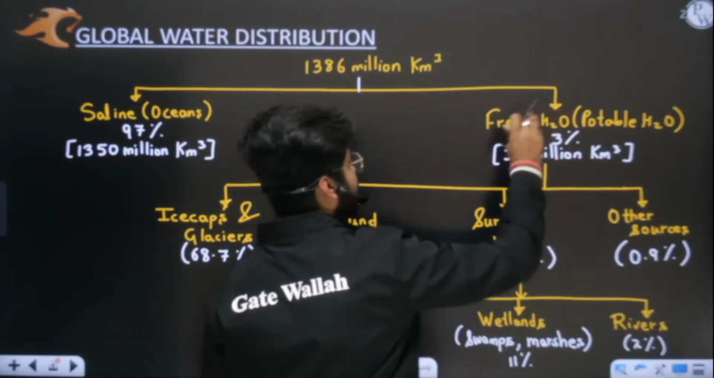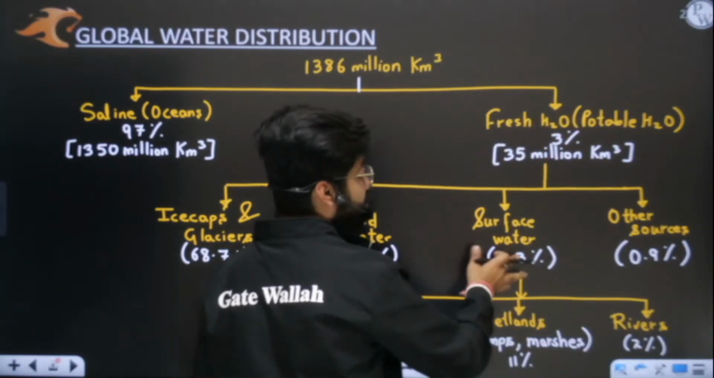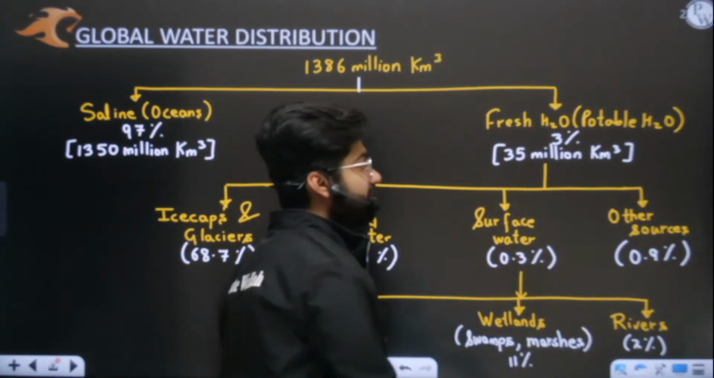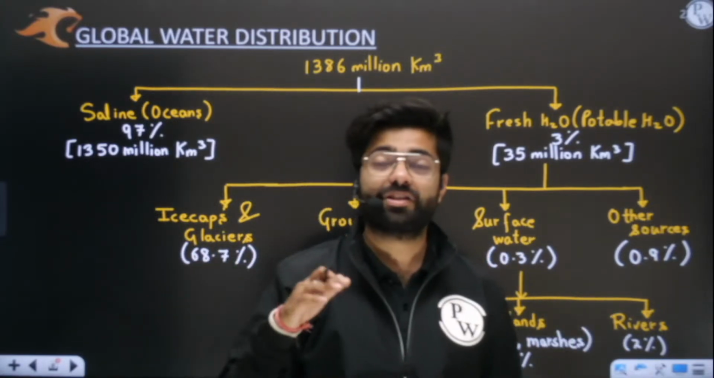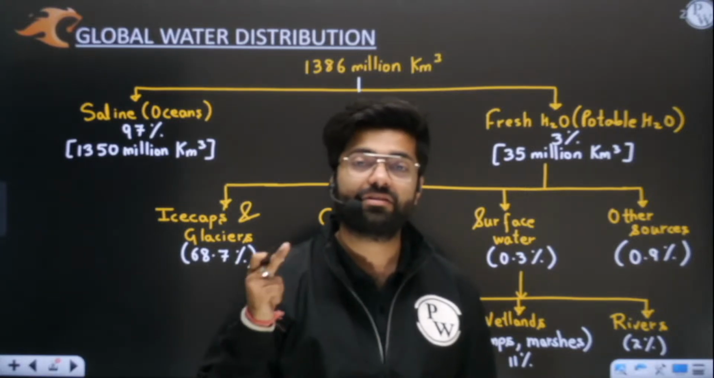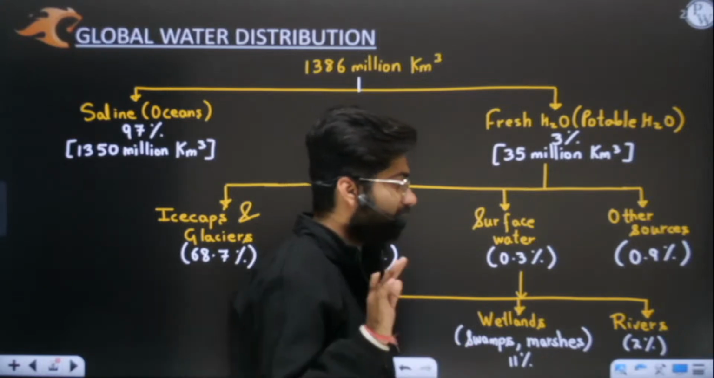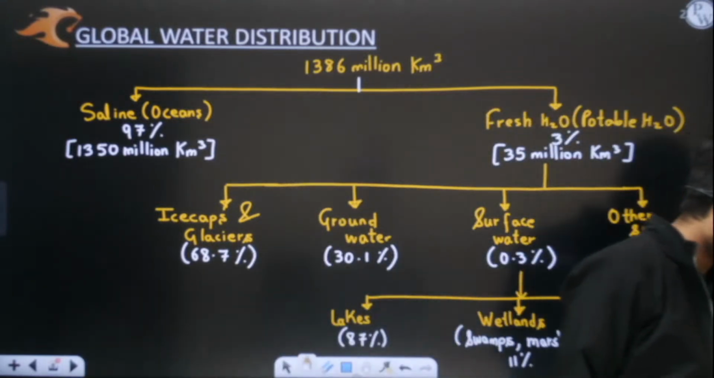Out of this fresh water, not even 1% is present on the surface, and out of that surface water only 2% is present in rivers. That means the total water present in all the rivers of this world is only 2%. Can you appreciate this fact?